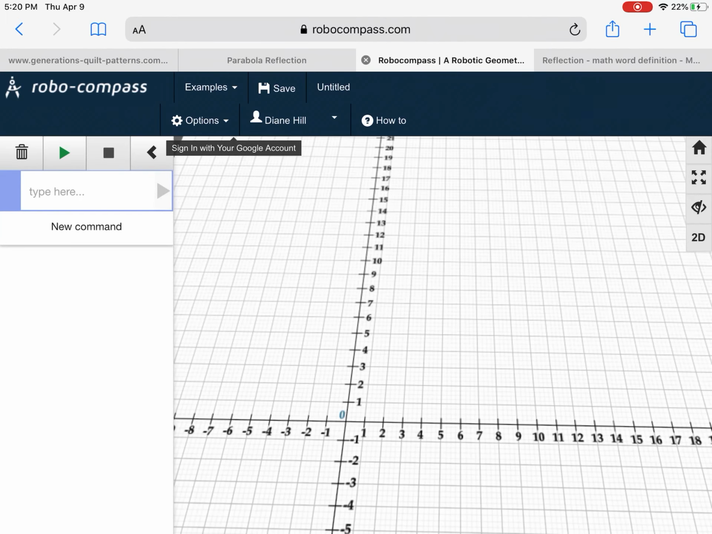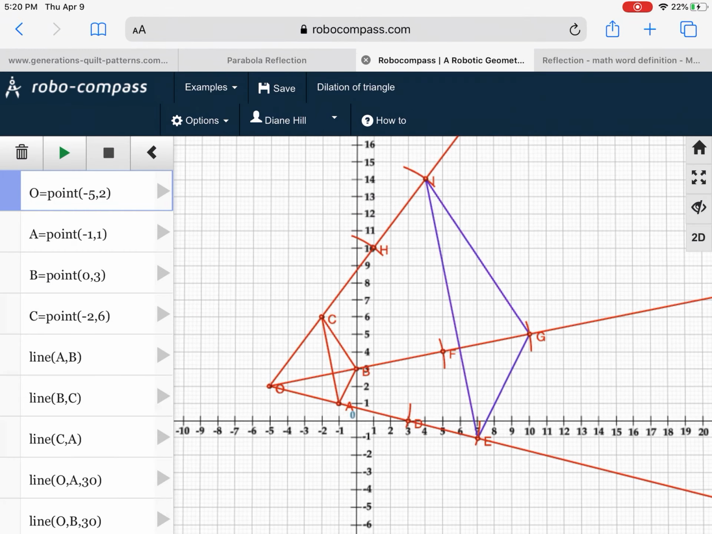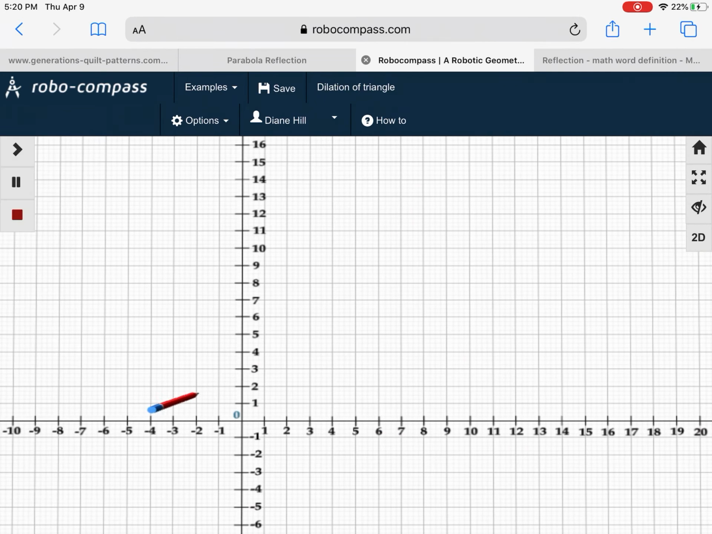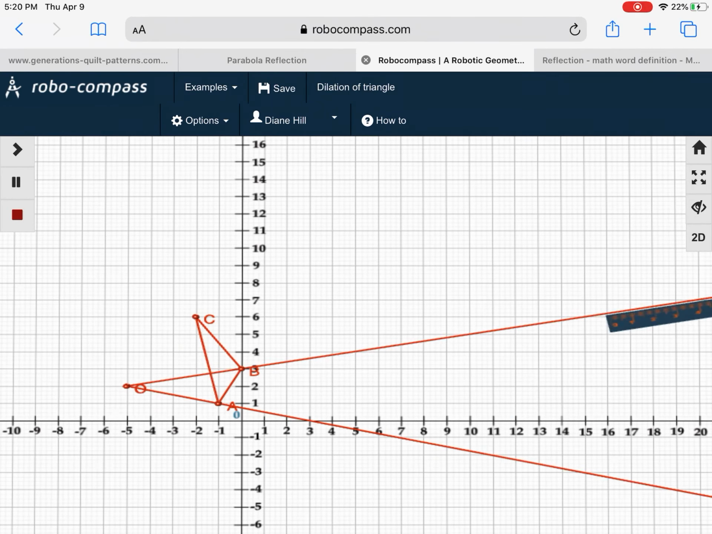So there we go. Let me just get in here and show you the dilation of a triangle. So there's the center, and now it's making the triangle that I'm going to do the dilation on, ABC. So see if you can figure out what the scale factor is.